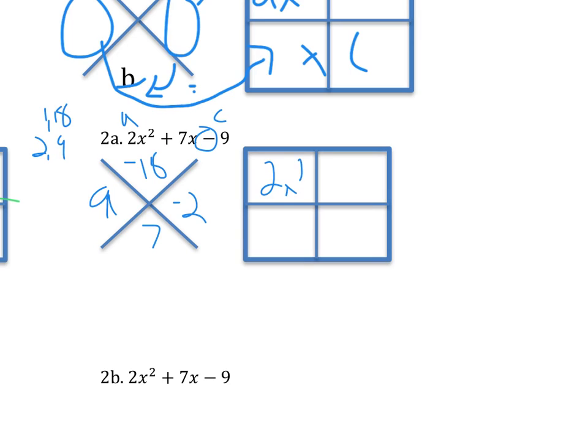So we get 2x squared here. We get negative 9 there. We get 9x here and negative 2x here. Now another way, instead of looking for the GCF, some of you guys might feel more comfortable with, is coming up with what are things that multiply to each of these. So here, let's say I get a 2x and then an x.